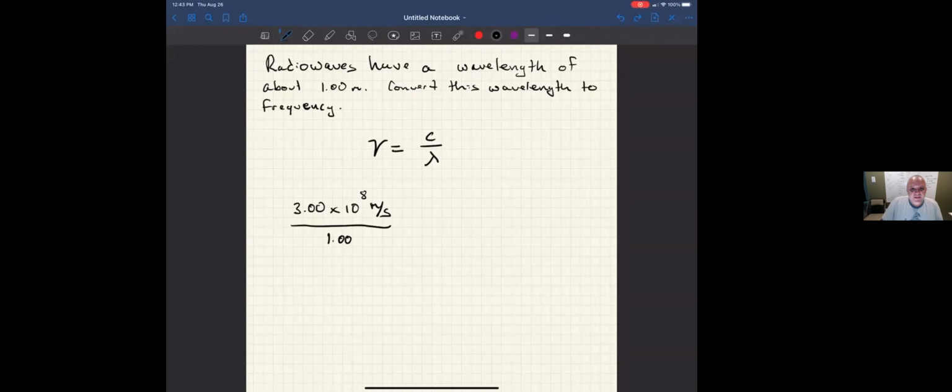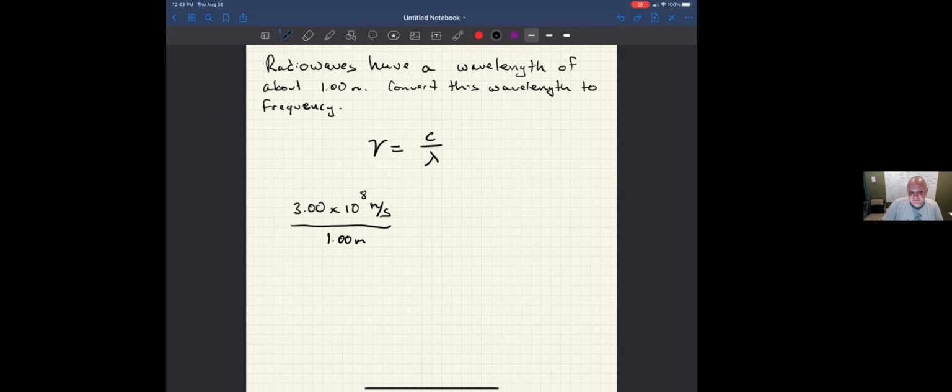Dividing that by the wavelength, which is given to you as 1 meter. The wavelength needs to be in meters, even though usually wavelength is given to you in nanometers. That's not the case in this particular problem. It's given to you in meters, so we can just use it directly. So it's real straightforward, right?